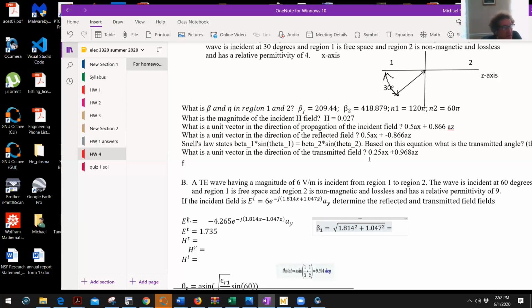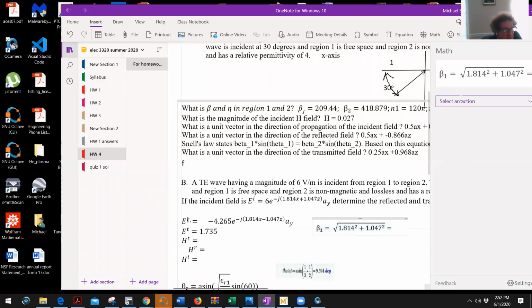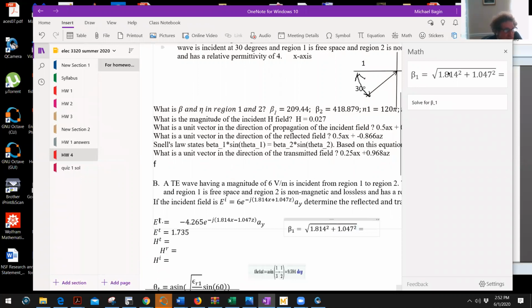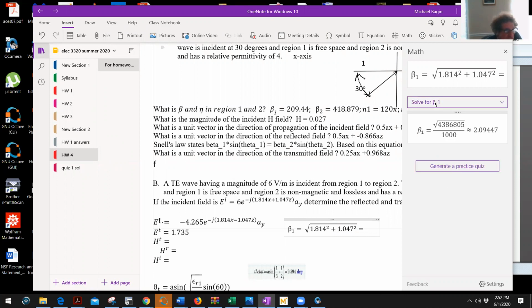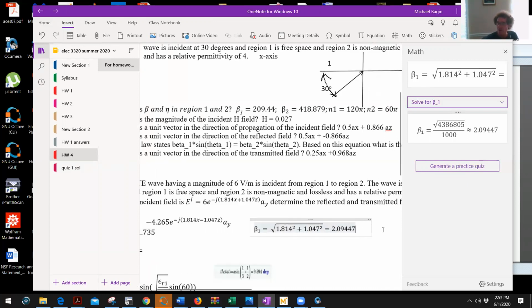I don't know if it'll let me do this. I'm going to see if I can. So that's kind of nice. Can you all see that? 2.09447. So that's what beta 1 is, okay?